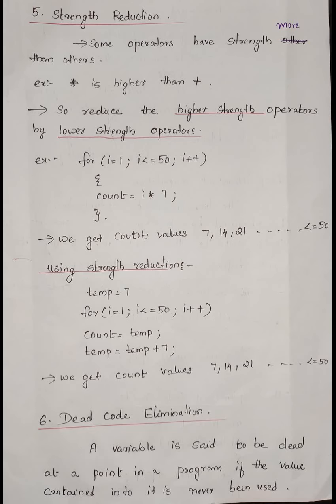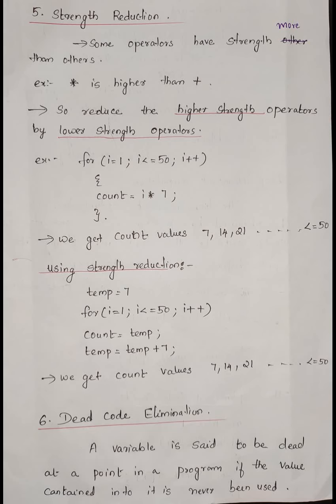Then using the strength reduction technique, by writing the code like this, we get the same output: 7, 14, 21, etc. We changed the star to plus, but we are getting the same output, thereby reducing the strength of the code, and we can optimize the code.